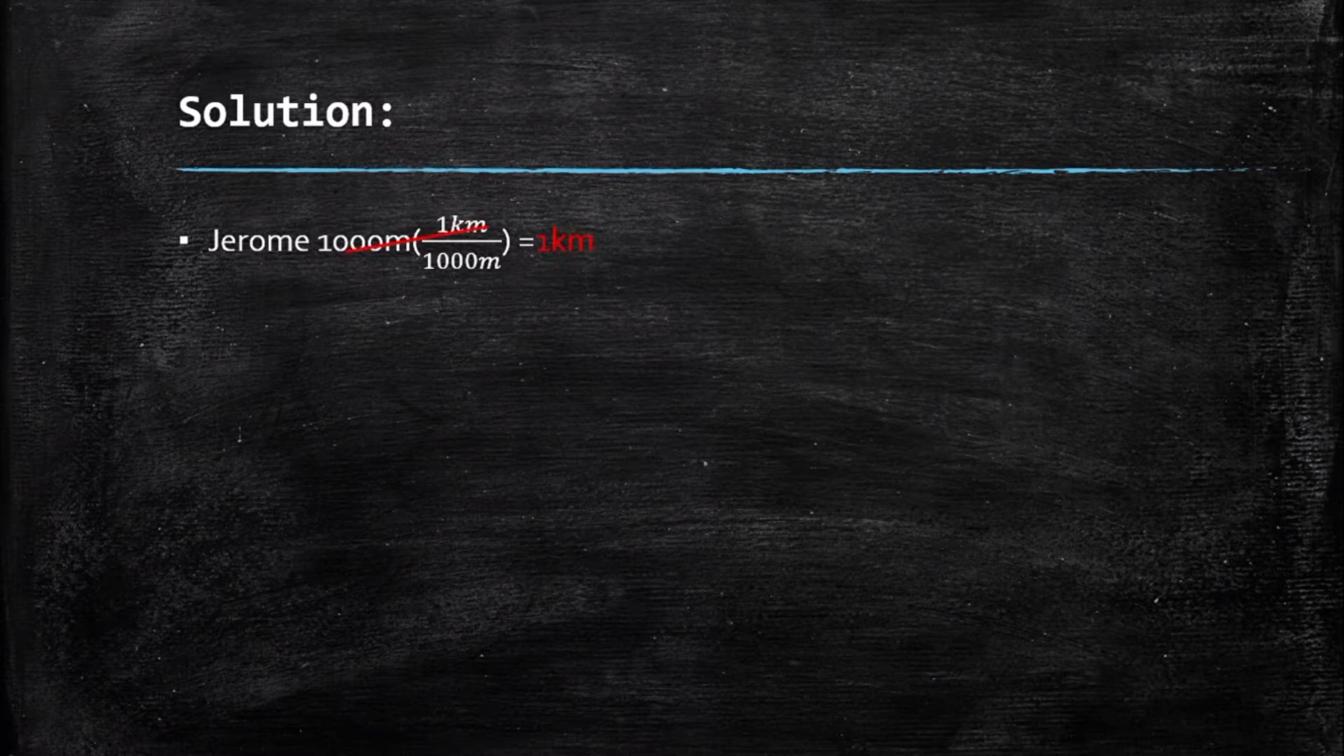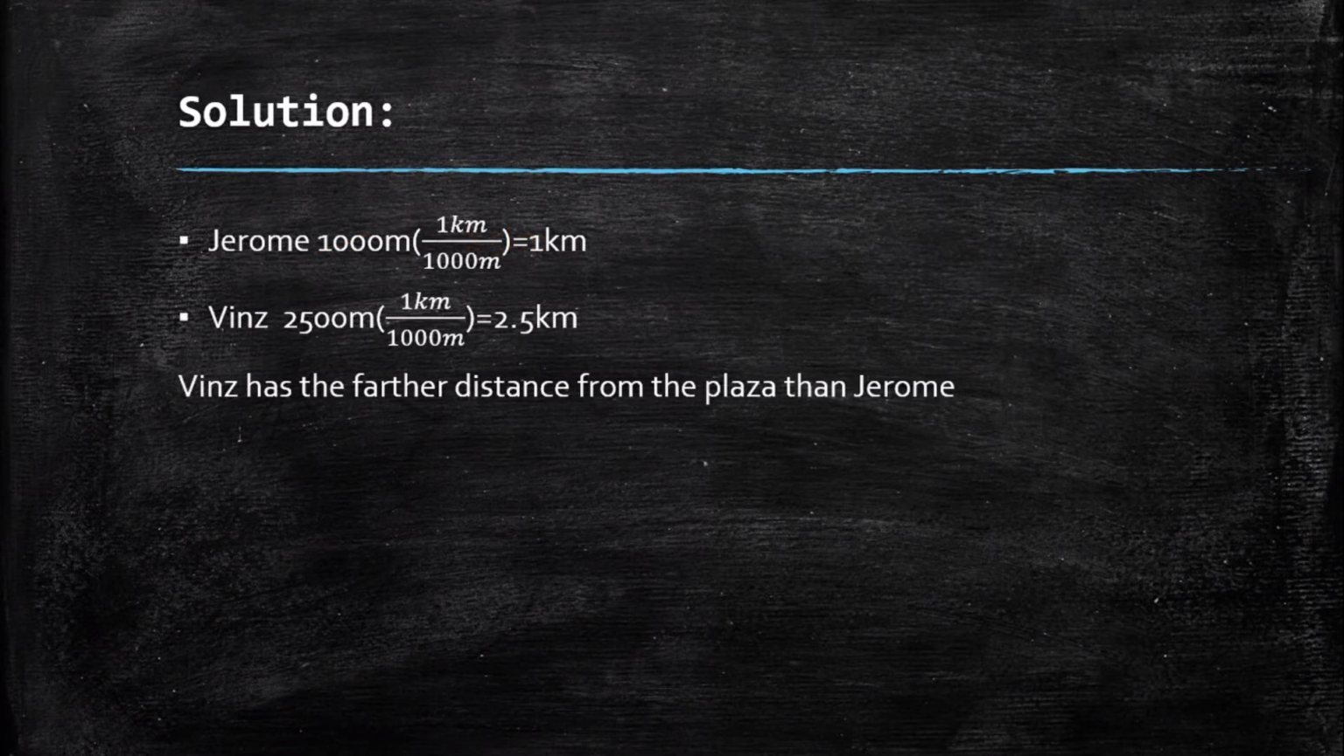Next, kay Vince, which has 2,500 meters. Same lang sa solution kanina. Multiplied by 1 kilometer and divided by 1,000 meters is equal to 2.5 kilometers. And our overall answer is 1 kilometer and 2.5 kilometers. And ating conclusion is Vince has the farthest distance from the plaza than Jerome.